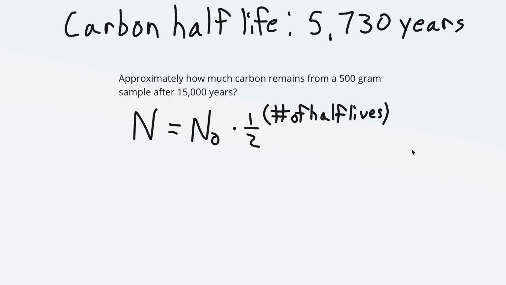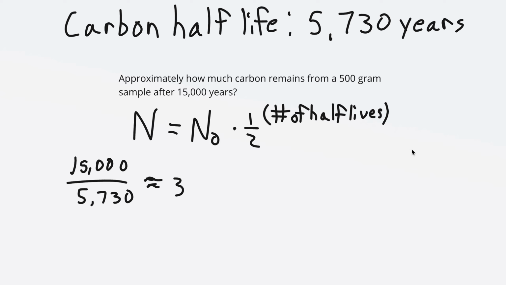So in this problem, we will work with carbon, which has a half-life of 5,730 years. And we're starting with 500 grams of carbon, and we're asking how much of that original sample is left after 15,000 years. The first thing you want to do is figure out how many half-lives you have. And remember, for the MCAT, you can do some pretty generous rounding. So let's just do 15,000 divided by 5,730. And that's going to get us approximately 3.